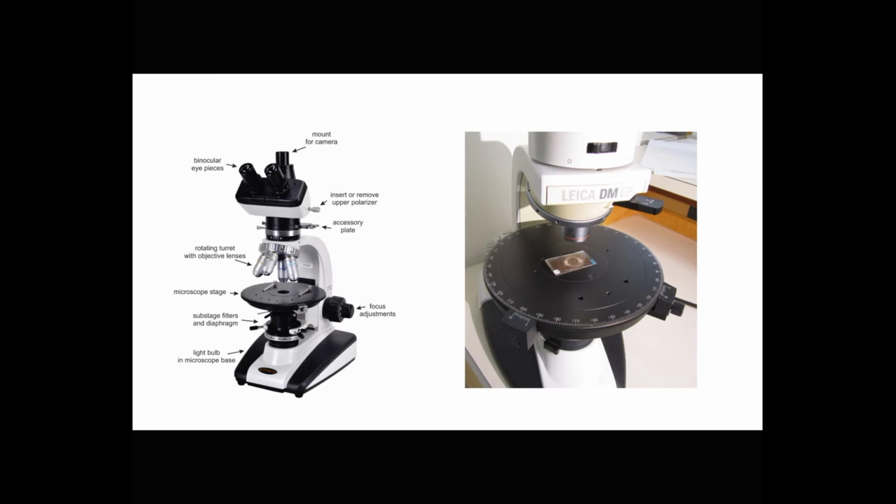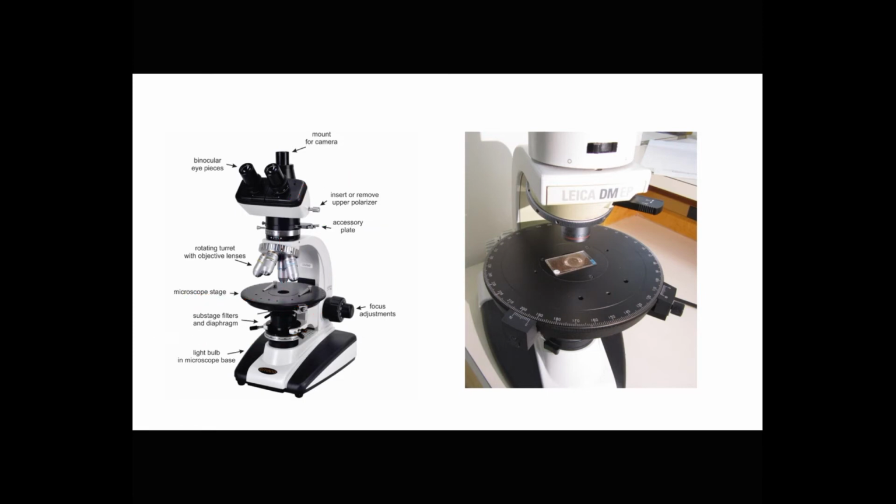Once we have a thin section, we can examine it using a petrographic microscope, like the ones you see here. A key that sets this kind of microscope apart from other microscopes is that there are filters and a diaphragm in the substage that ensure that polarized light passes up and through the sample. And up near the top of the microscope, there's another polarizing filter that we can insert or remove if we wish.